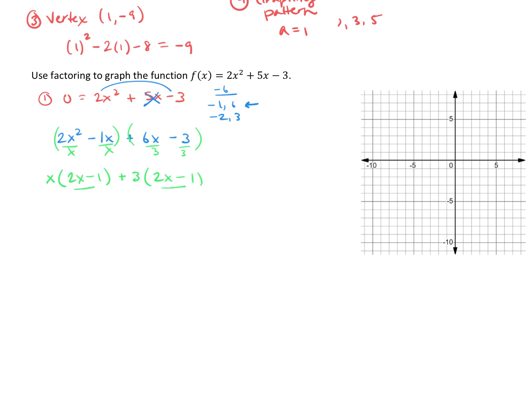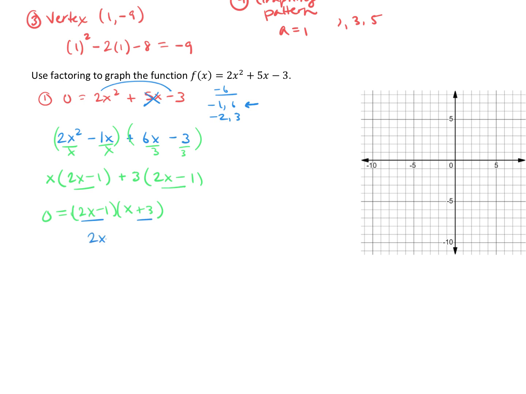How do those parentheses look? They match, so 2x minus 1 goes in our first parenthesis, and the x plus 3 goes in the second set. Remember, this is equal to 0. We are going to solve this factored form. We have factored form now. We set each factor equal to 0 and solve.